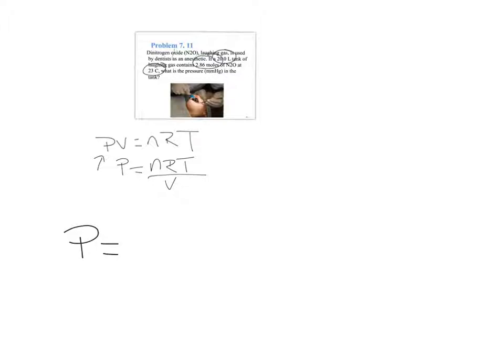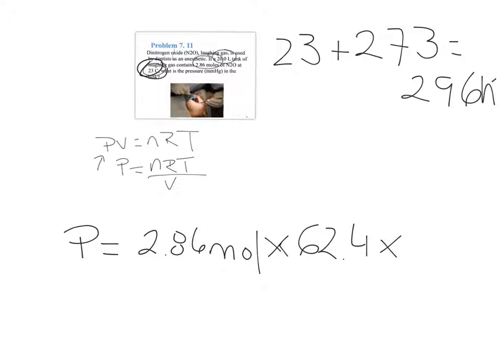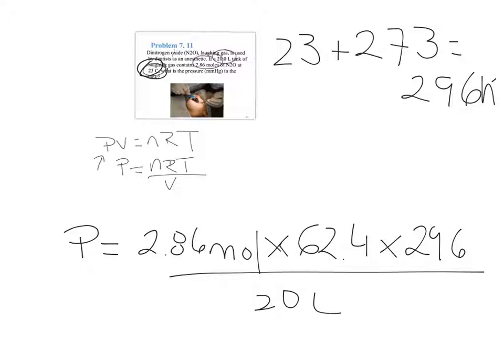Pressure will be equal to how many moles we have? We have 2.86 moles. The value of R will be the one that has millimeters of mercury from the previous slide, so that will be 62.4. The temperature is 23 Celsius, but that needs to be converted to Kelvin, so we add this. So the temperature is 296 Kelvin. And this divided by the volume, which was 20 liters. We do the math, and we end up with 2,640 millimeters of mercury for the pressure.